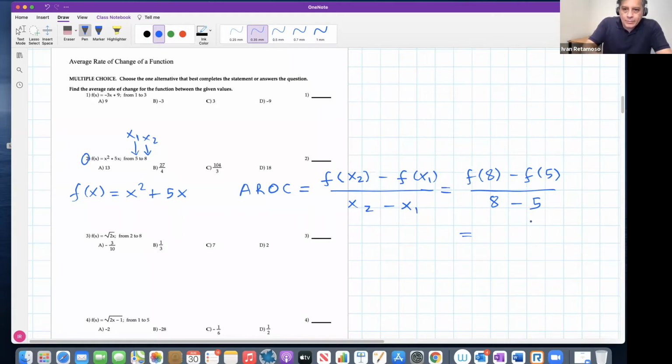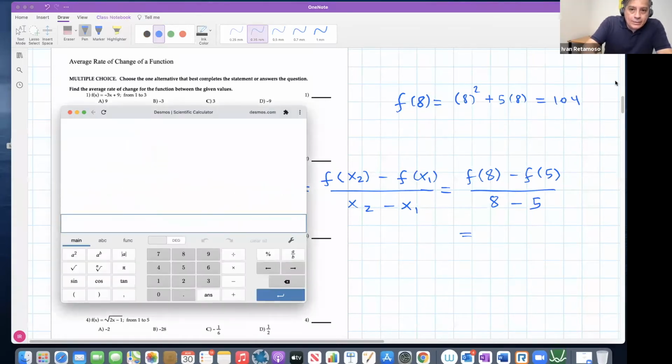Okay, let's do the computations together. What will be f of 8? F of 8 will be what we get when we substitute 8 for x. This is 64. This is 40. 104, right? 104. If the numbers are not friendly, guys, use your calculator.